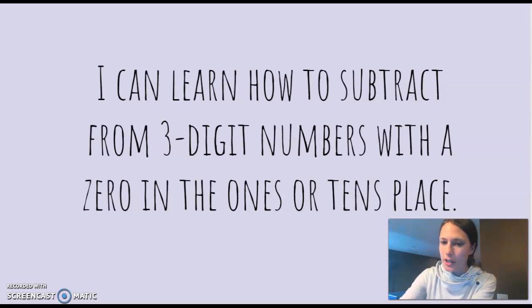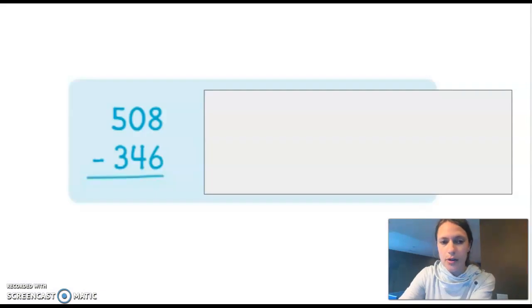Our math learning target today is I can learn how to subtract from 3-digit numbers with a 0 in the ones or tens place. What I want you to do is grab a whiteboard, notebook, or your math workbook and write down this equation. And I want you to draw your quick hundreds and quick ones for the total, which is 508. So go ahead and draw your quick hundreds and quick ones.